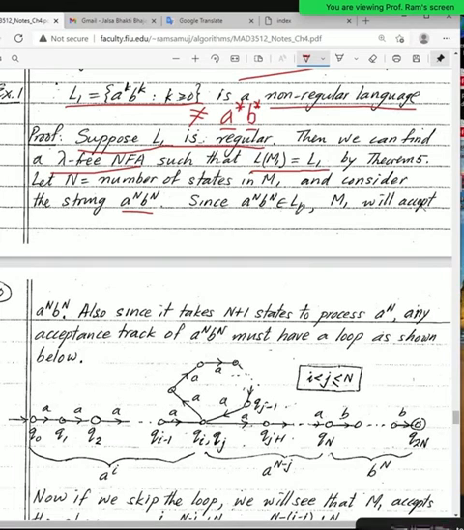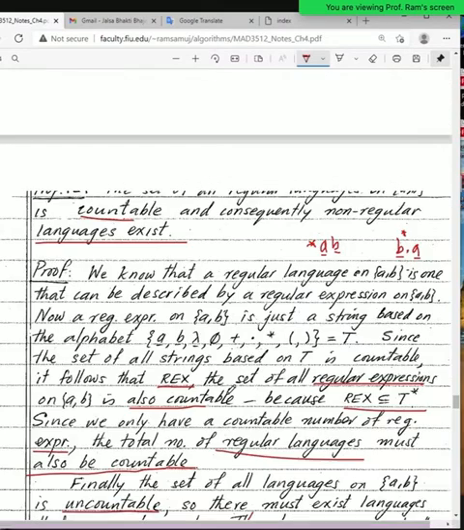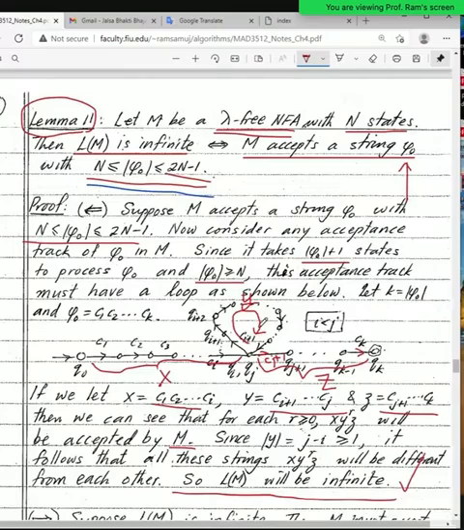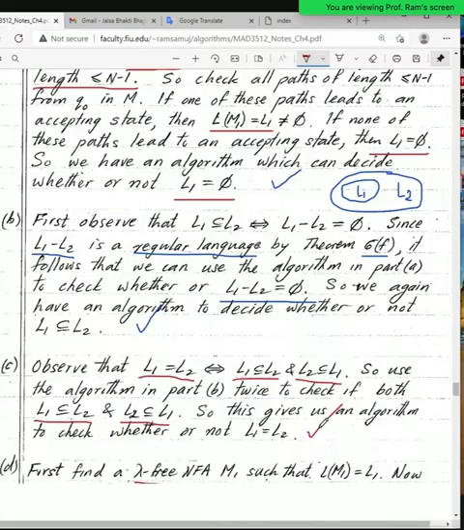Since A to the N, B to the N is a member of L1, M1 will accept A to the N, B to the N. Also, since it takes N plus 1 states to process A to the N, the acceptance track of the A's must have a loop as shown below. Just like we were doing with X, Y, and Z, let me show you back here again. The X was here, the Y was that, and the Z was here. Well, the same way we are doing here.